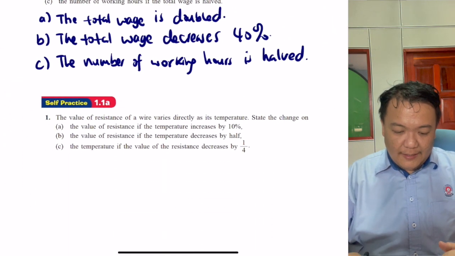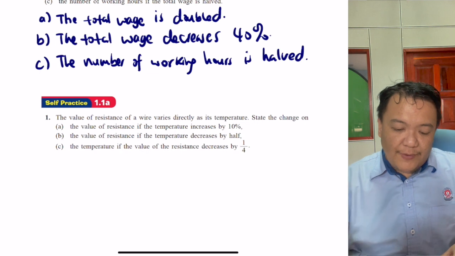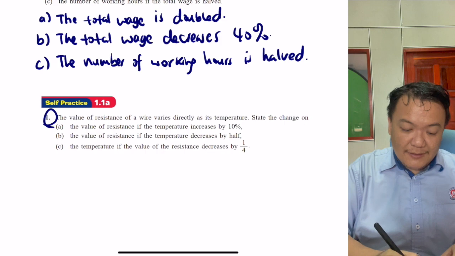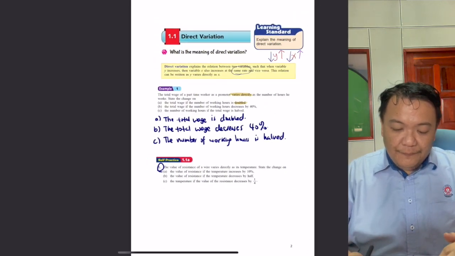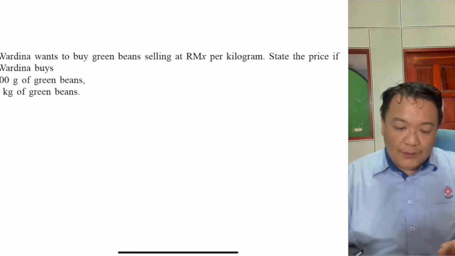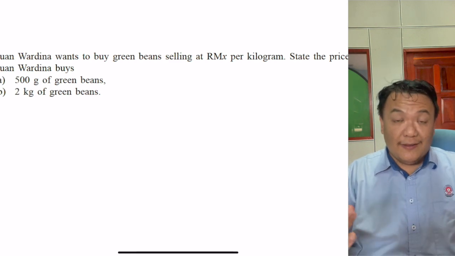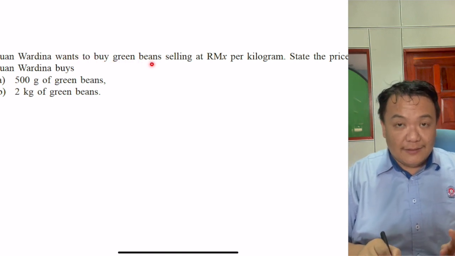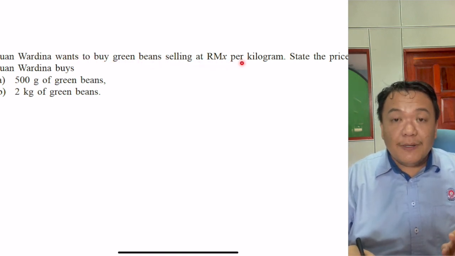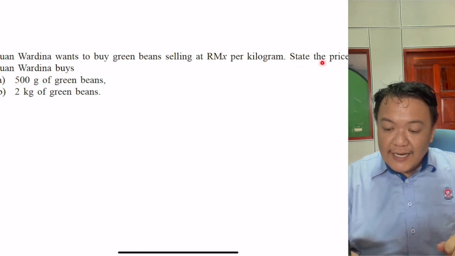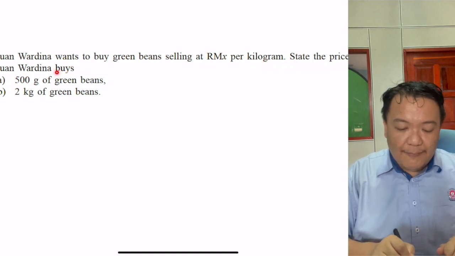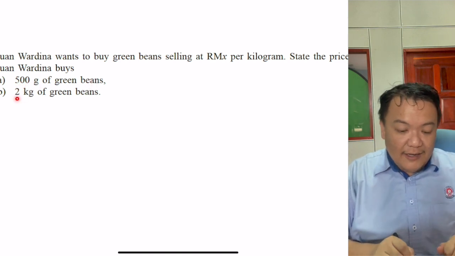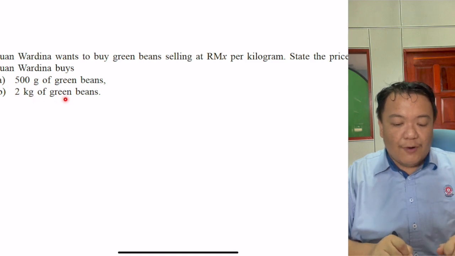So, for self-practice 1.1a, I want you to try it yourself, the same as example 1. Next, let's look at number 2. We try it together. Puan Wardina wants to buy green beans selling at RMX per kilogram. State the price if Puan Wardina buys 500 gram of green beans, and 2 kilogram of green beans.